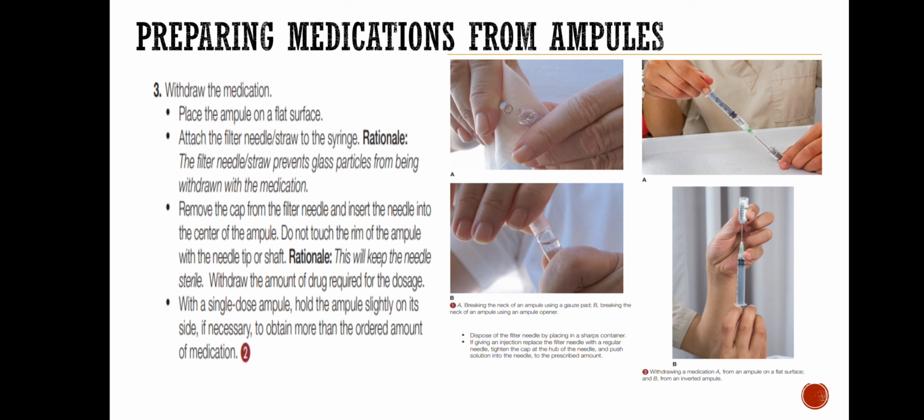So, place the ampule on a flat surface, and then attach the filter needle or straw. The needle you will use for injection is not the one we will use here. We need to use another needle for withdrawing the medication. Why? The rationale: the filter needle or straw prevents glass particles from being withdrawn with the medication. So remove the cap from the filter needle and reinsert the needle into the center of the ampule. Do not touch the rim of the ampule with the needle tip or shaft. The rationale: this will keep the needle sterile. Withdraw the amount of the drug required for the dosage.